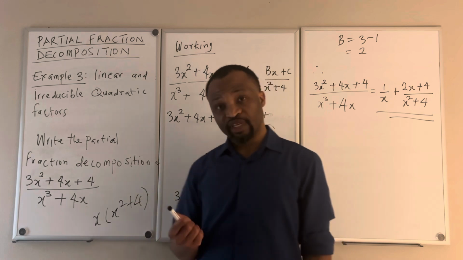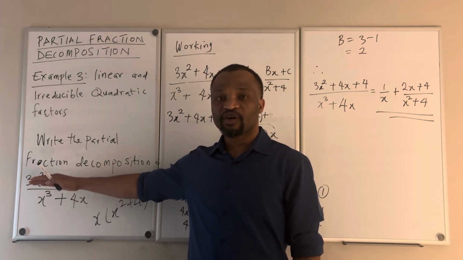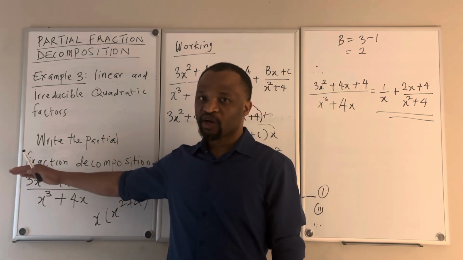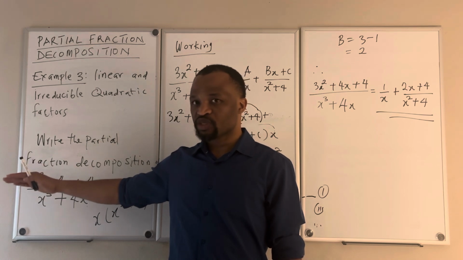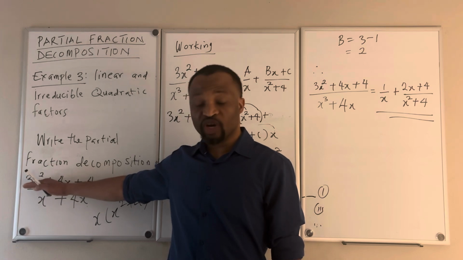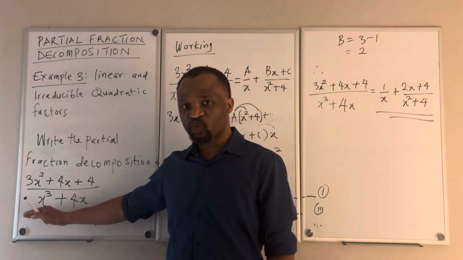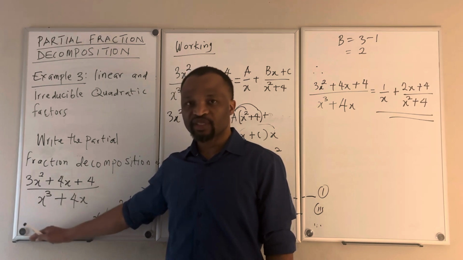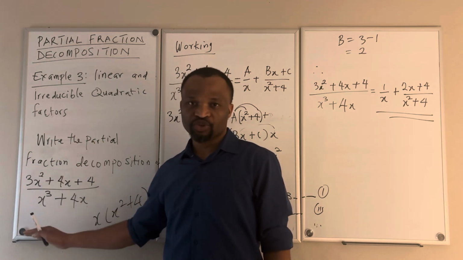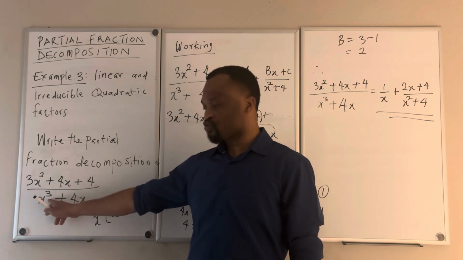Now, the first step is to look at this expression. Look at the highest power of x at the numerator and see if it is less than the highest power of x at the denominator. If it is less, then the function is a rational expression or proper partial fraction, and in this case it is. We have x raised to power 2 here and x raised to power 3 here.